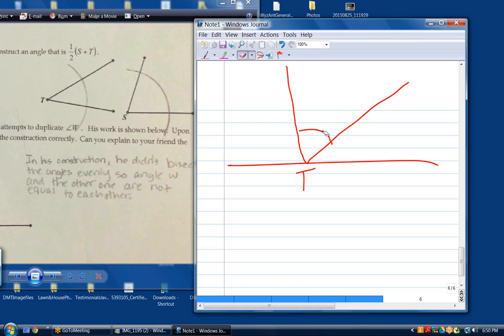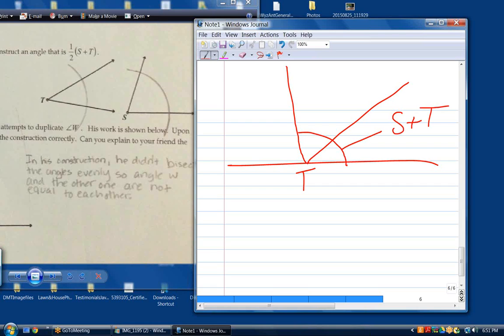In other words, every one of these problems builds on the thing before it. You have to know how to copy an angle with your compass. You have to know how to bisect a line, and you have to know how to bisect an angle. Well, what do I have here after I've done that? This angle here is S plus T.